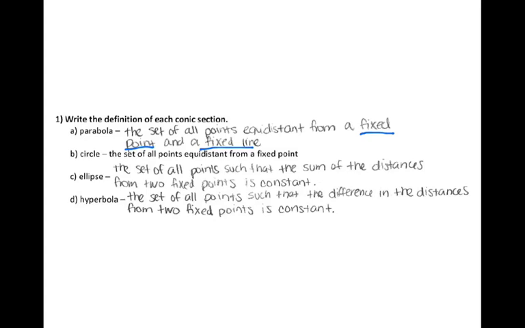An ellipse is a set of all points such that the sum of the distances from two fixed points is constant, and your two fixed points are the foci. And the hyperbola is a set of all points such that the difference in the distances from two fixed points is constant. And again, that's the foci. So ellipse is the sum of the distances, and hyperbola is the difference in the distances.